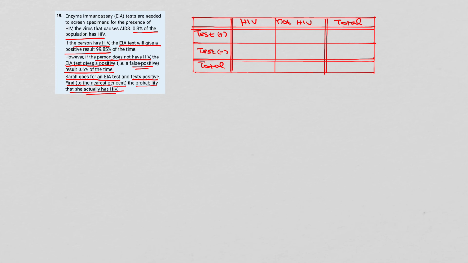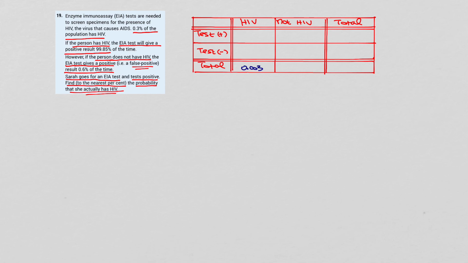Just like in the Townlander example we just did, we're going to make out a sample space table to allow us to fill in all of the information given to us. We want to fill out our table, and we're going to write it in decimal form, not percentage form, just to make it easier. We have 0.3% of the population has HIV, so as a decimal, that's 0.003. So my total HIV is 0.003.